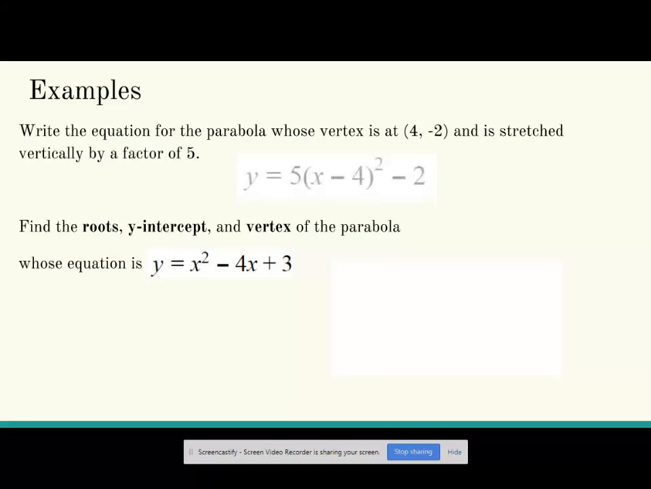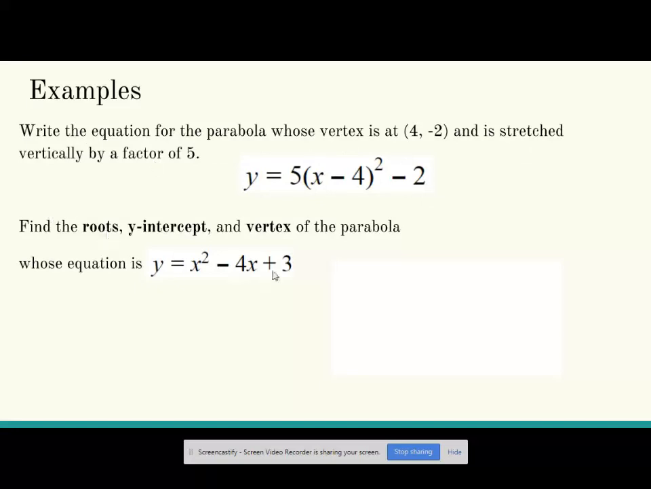For the first one here, this would be our vertex form. Since the vertex is at a positive 4 and a negative 2, I put a minus 4 inside with the x here, and a minus 2 on the outside, because remember the h is the only one that's the opposite. The scale factor of 5 tells us we're multiplying that by 5. So there's our vertex form of this parabola.